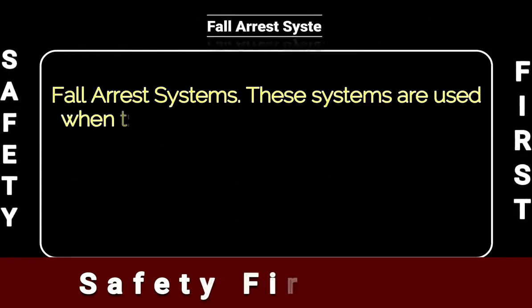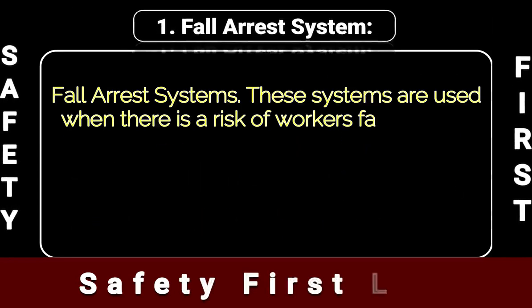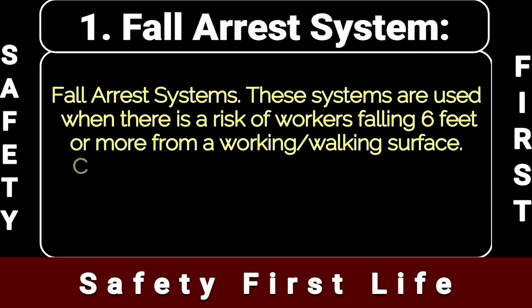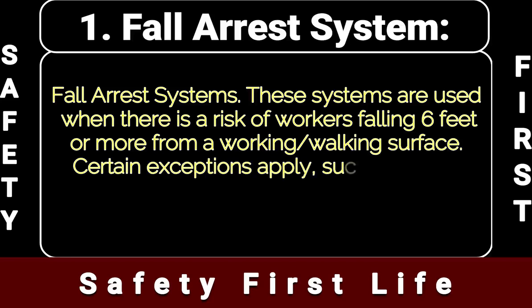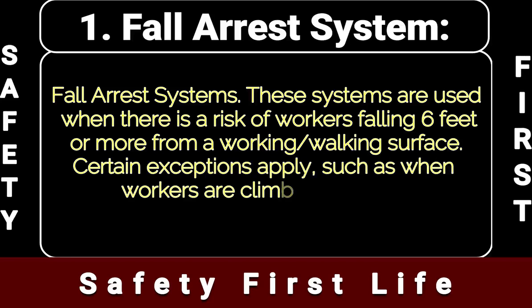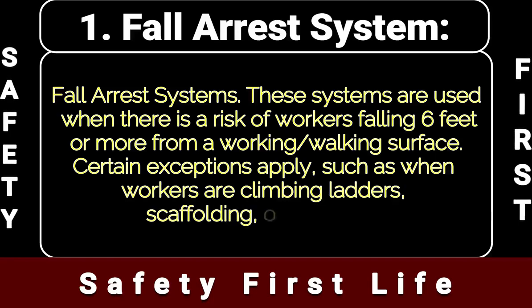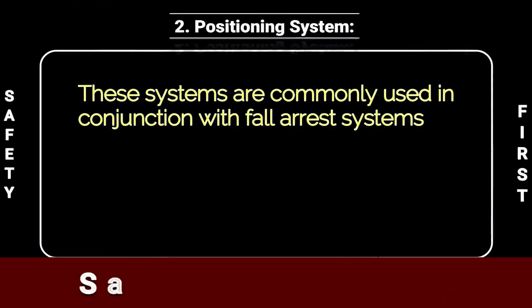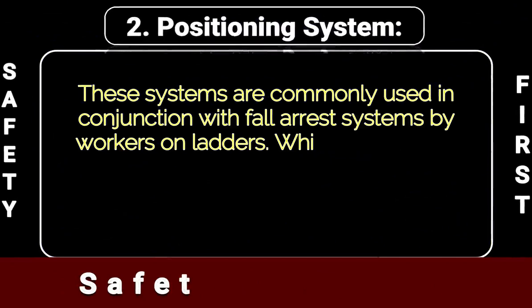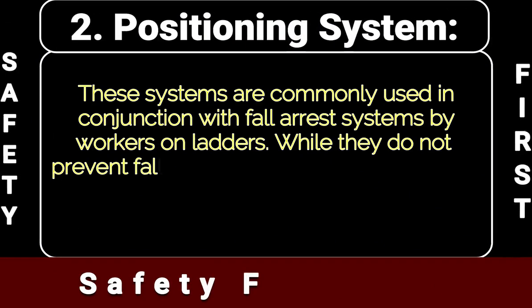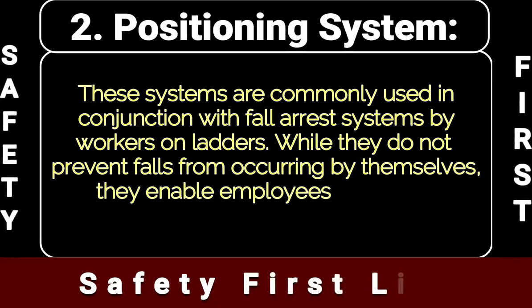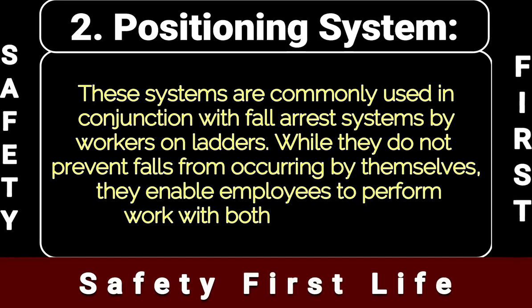Fall arrest systems are used when there is a risk of workers falling 6 feet or more from a working or walking surface. Certain exceptions apply, such as when workers are climbing ladders, scaffolding, or steelwork. Number two, positioning system. These systems are commonly used in conjunction with fall arrest systems by workers on ladders. While they don't prevent falls from occurring by themselves, they enable employees to perform work with both of their hands.